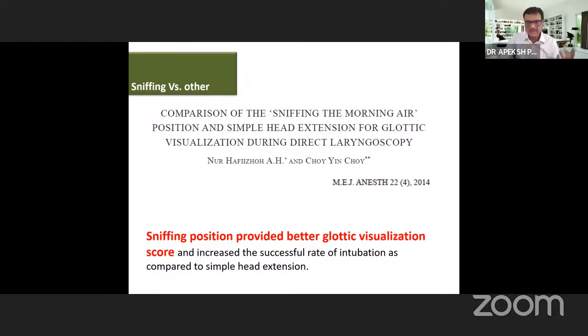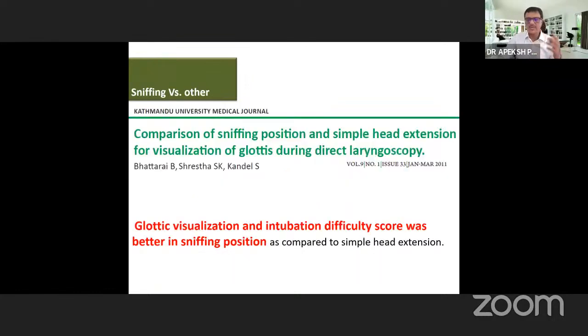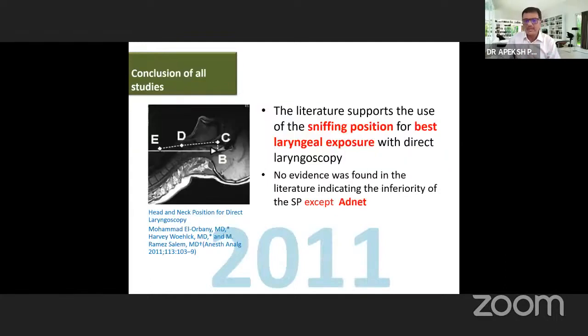So if you look at the Malaysian journal, if you look at the Hindwai publication, if you look at the Kathmandu journal, whatever the journal you take, if you take Anaesthesia journal, whatever. So most of the journals, they are supporting the sniffing position for better laryngeal view. So that's the conclusion of most of all studies. Sniffing position provides the best laryngeal exposure. Whether it aligns the axis or does not align the axis is a different matter.